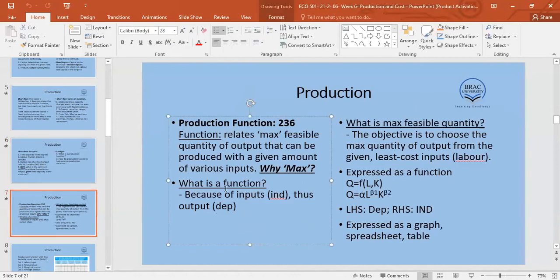I'm going to read this and then I'm going to explain it. A production function, for those of you who have forgotten what a function is, is the maximum feasible quantity of output that can be produced with a given amount of various inputs. The maximum quantity of output that can be produced with a given amount of various inputs.